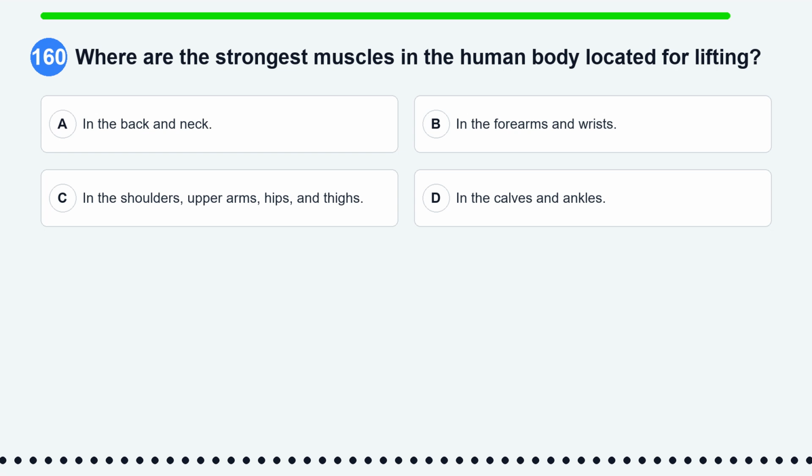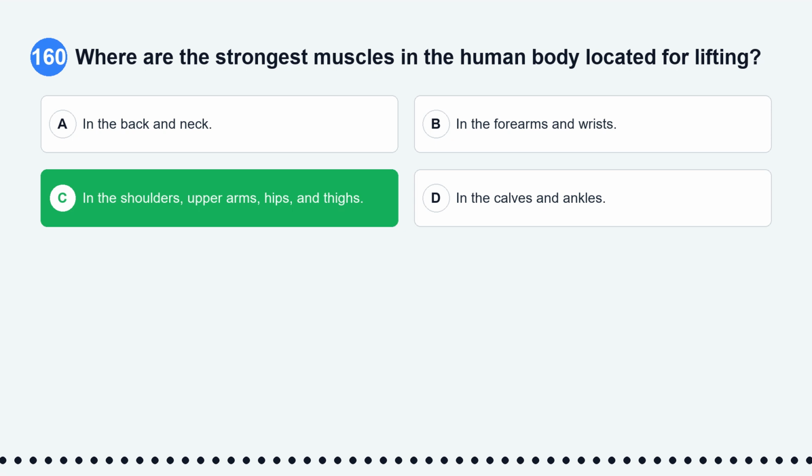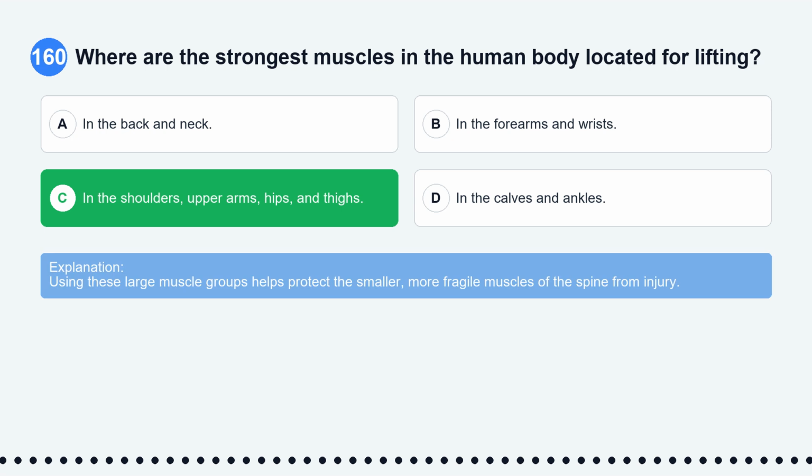Question 160. Where are the strongest muscles in the human body located for lifting? Option A. In the back and neck. Option B. In the forearms and wrists. Option C. In the shoulders, upper arms, hips, and thighs. Option D. In the calves and ankles. The correct answer is option C. In the shoulders, upper arms, hips, and thighs. Using these large muscle groups helps protect the smaller, more fragile muscles of the spine from injury.